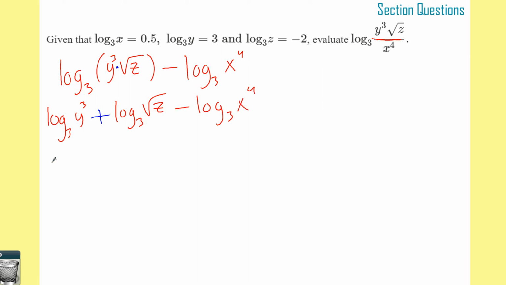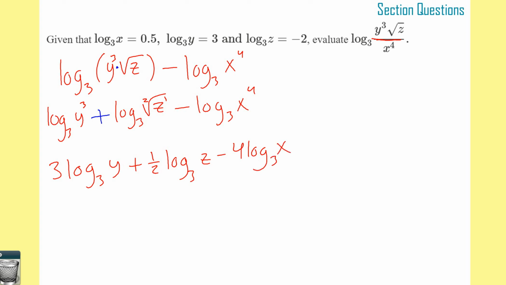Then move your exponents out front. So we get 3 log base 3 of y plus 1/2 log base 3 of z. Write that as 1/2 because that's a 1 there, 2 there. Again, we'll cover that next section in case you forgot. And then here we put the 4 out front. And we can replace. So log base 3 of x is 0.5. Well, let me just do it in order. That makes more sense. Log base 3 of y is 3.